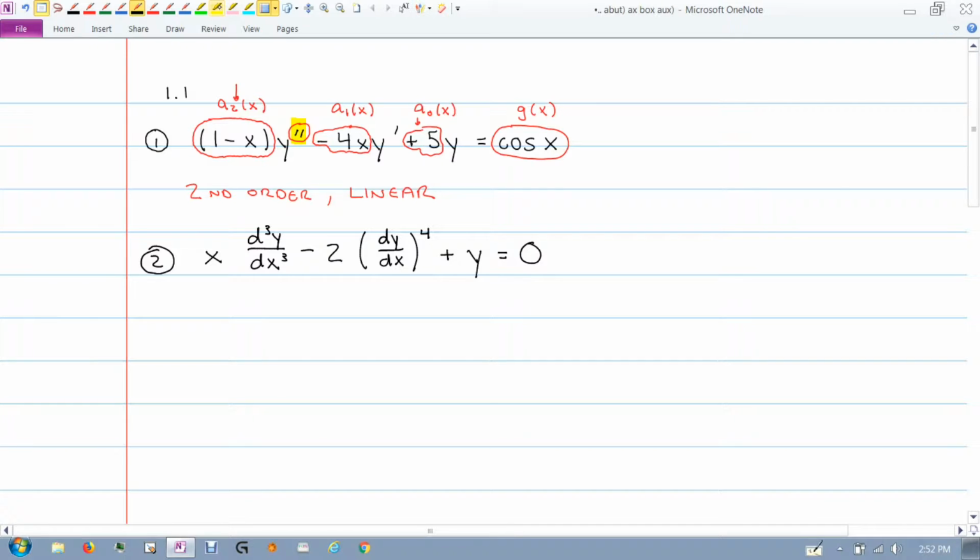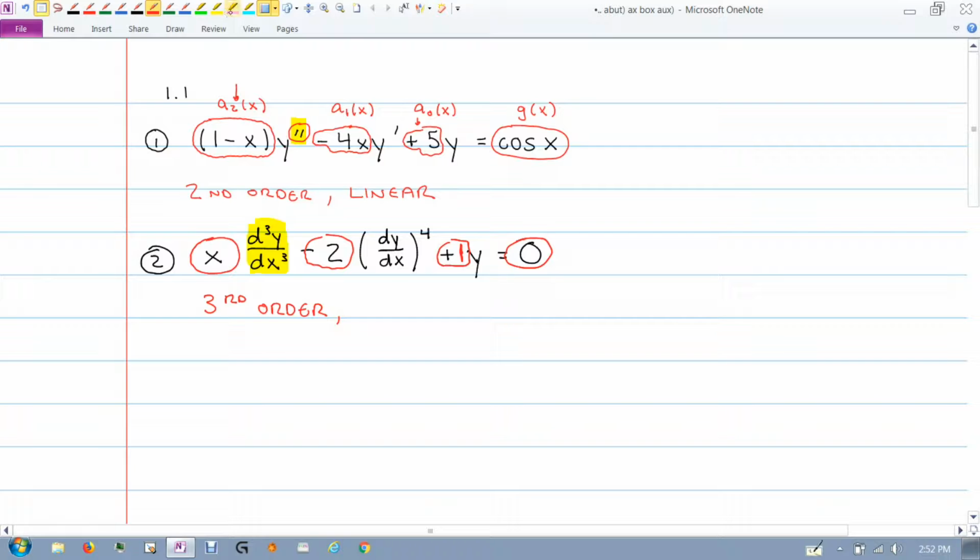So again, let's start with the order. What is the highest derivative we see here? In this case, it's the third derivative. So the order here would be third order. Now the question is whether it's linear or nonlinear. So we look again in front here. Is this a function of x? Yes, it is. This is a function of x also. And then we have y by itself. You can look at the y in front. That's a function of x. And then over here you could say that that's a function of x.